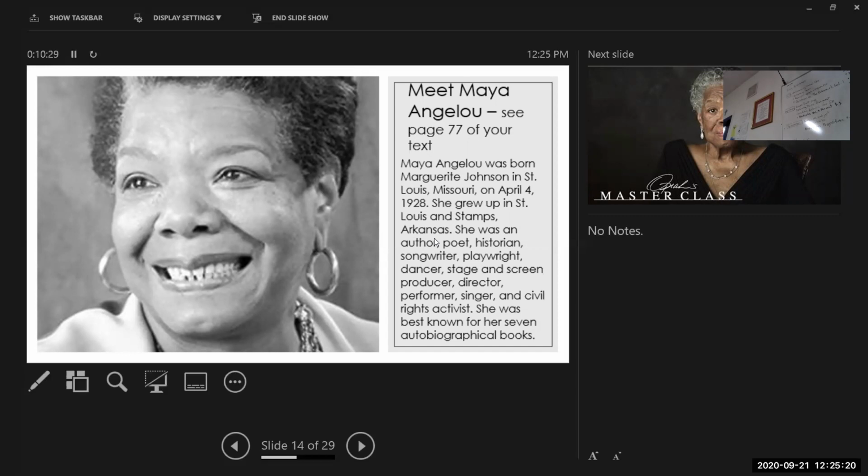So she was born in 1928, and she grew up in a time in our nation's history. She's an African-American woman. She grew up in a time where our country was going through segregation and then desegregation, okay? She died, I believe, in 2014. So she lived in a time where blacks and whites did not associate together.